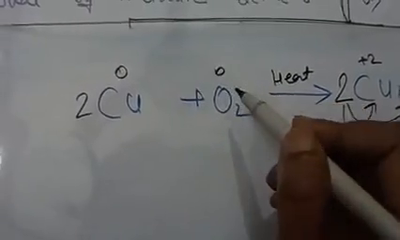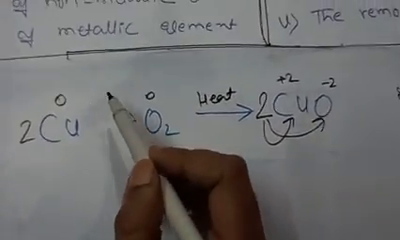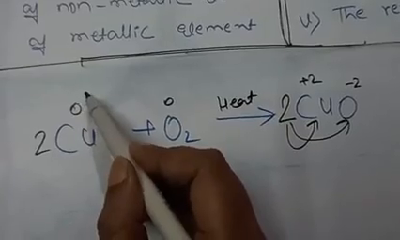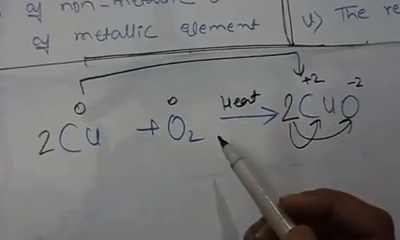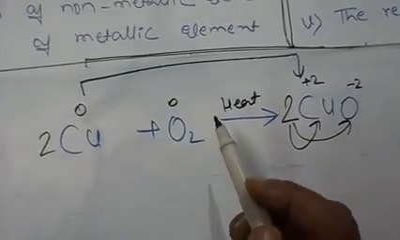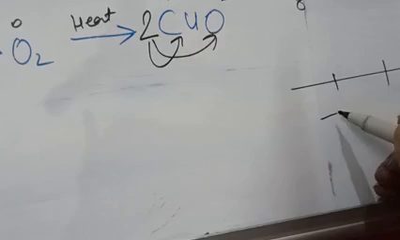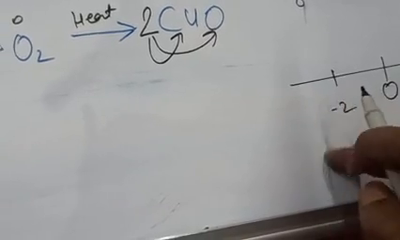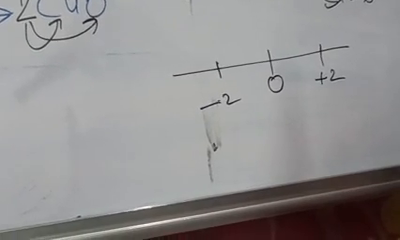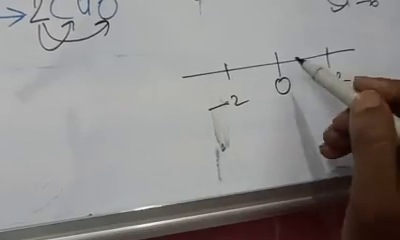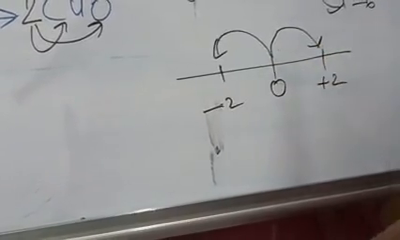Here oxygen on the left is in the zero state. If you look at the copper metal, what you observe is that it goes from 0 to +2. 0 to +2 means an increase in oxidation state. On the left side copper is 0, and on the right side it is +2. So 0 to +2 means increasing order, and for oxygen 0 to -2 means decreasing order.